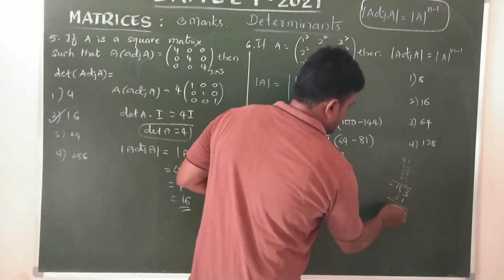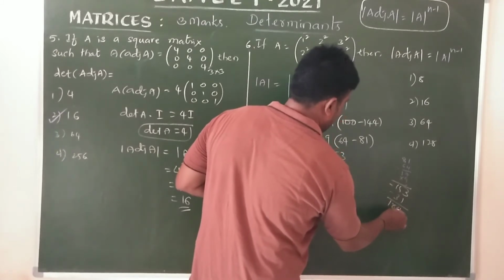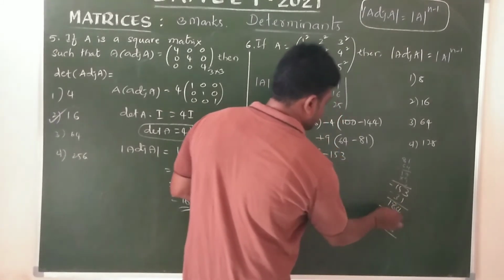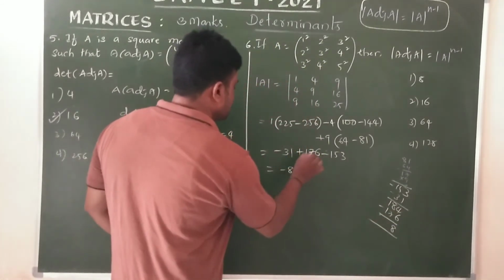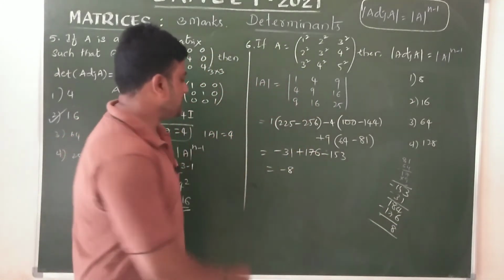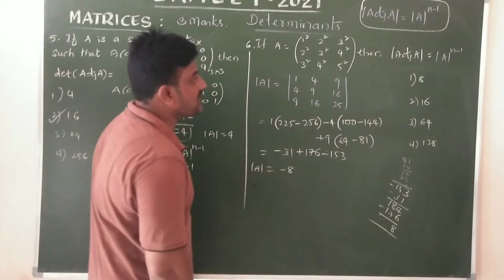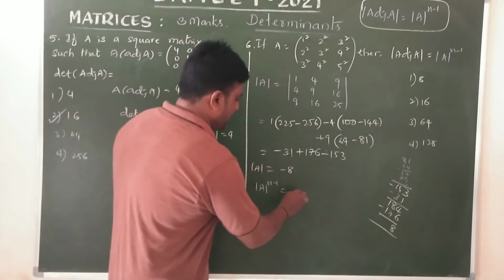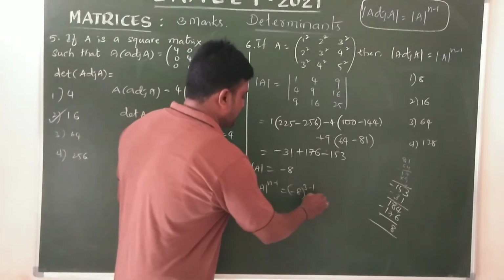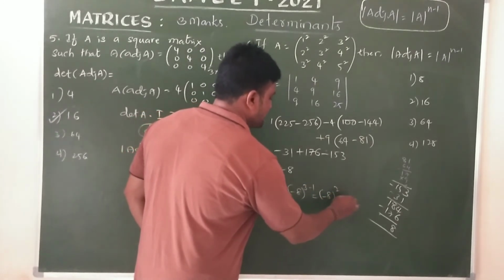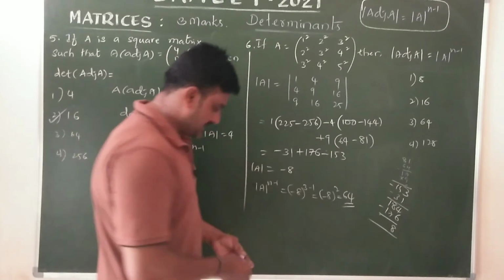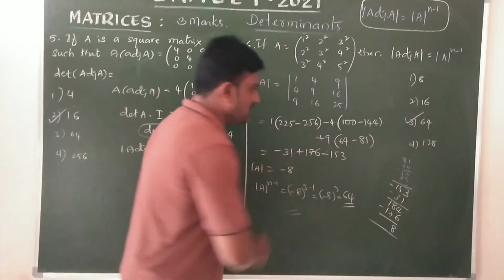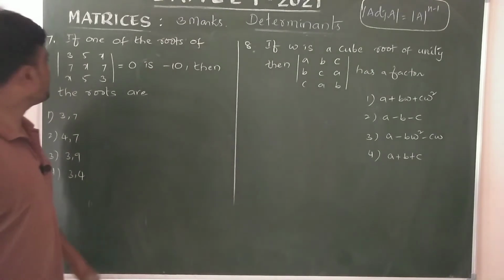184 minus 176, okay, it is 8, minus 8. So det A equals minus 8. Then what about det A whole power n minus 1? That equals minus 8 whole power 3 minus 1, equals minus 8 whole square, equals 64. Okay, our option is 64. Okay, let us do more problems.